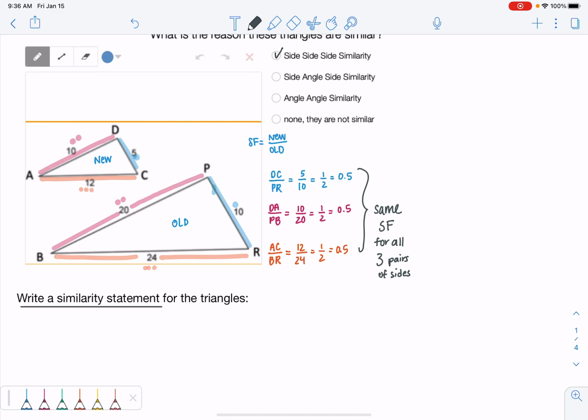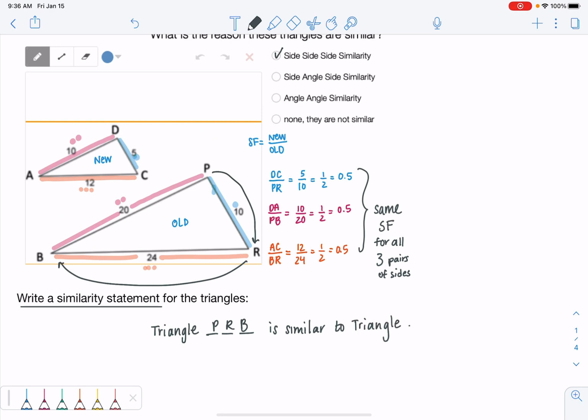And now we can write our similarity statement. Triangle. Old usually goes first. Let's say P, R, B is similar to triangle. Let's match the order. Blue, then orange. So D, C, A.